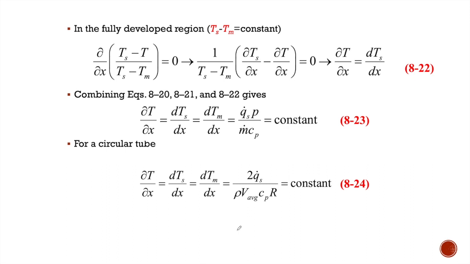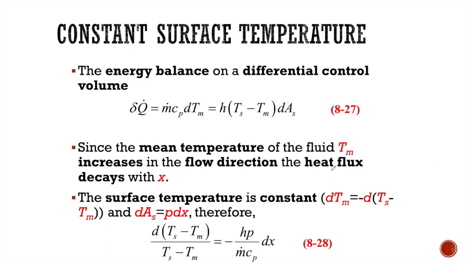After combining the equations, we get equation 8-22. After combining those three equations, we get dT/dx equal to dTs/dx equal to dTm/dx equal to q dot s p over m dot Cp, which is constant. And for a circular tube, dT/dx equal to dTs/dx equal to dTm/dx equal to 2 q dot s over rho V average Cp R, which is constant.